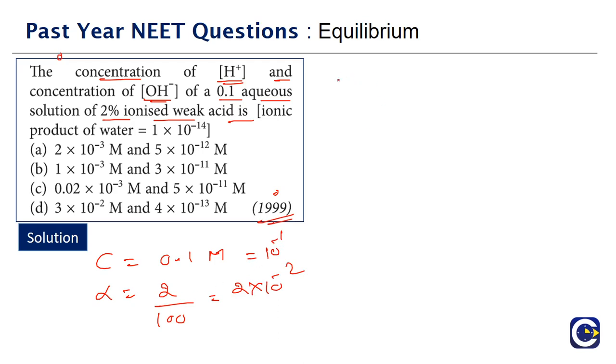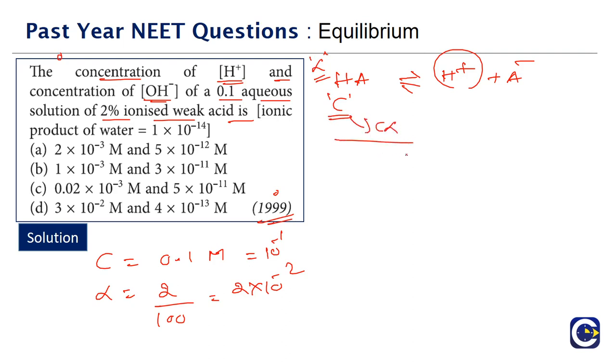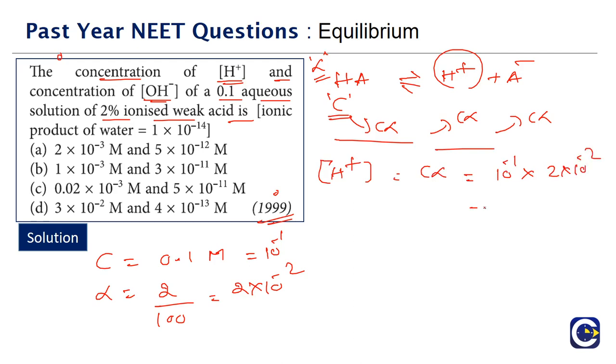Remember, if you have an acid like HA, it is going to dissociate to give H plus and A minus. So here if you take the concentration of the acid as C and the degree of dissociation as alpha, then the amount of the acid dissociated is C alpha. The amount of H plus produced is C alpha, and A minus is also C alpha. So the H plus ion concentration will be equal to C into alpha. C is 10 power minus 1 into alpha, which is 2 into 10 power minus 2, which means it is 2 into 10 power minus 3. This is the H plus value.